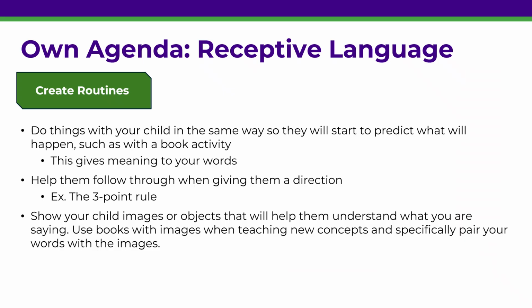To build receptive language, an important concept is to create routines. So doing things with your child in the same way so that they can predict what will happen, such as with a book activity or within different play schemes as well. This will help them follow through when giving them a direction. You can incorporate that behavioral technique we previously discussed in part 2 called the 3-point rule. Showing your child images or objects can also help them understand what you're saying. For example, using books with images can help teach new concepts and specifically pair your words with these images.